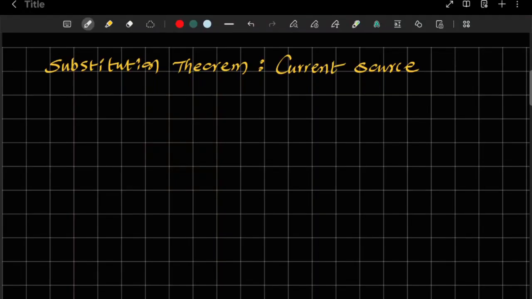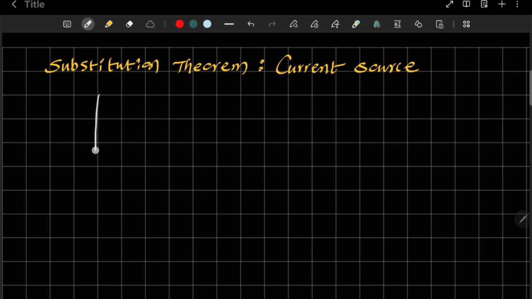Hello, in this video we will see about the substitution theorem related to current source. The substitution theorem related to voltage source is also there, that we will see later. So at first we will see the substitution theorem related to current source. So what is the meaning of this one?